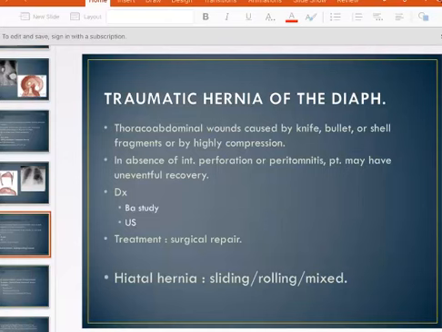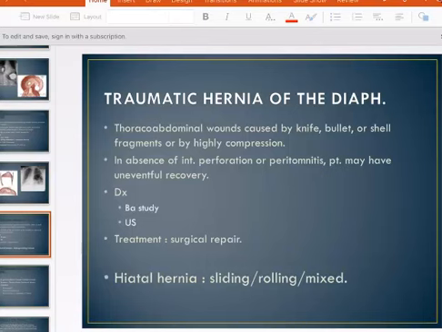This perforation gradually increases in size, and with time the increase in diameter leads to retention of all or most of the abdominal organs inside the chest. The diagnosis of that is by barium study and ultrasound.